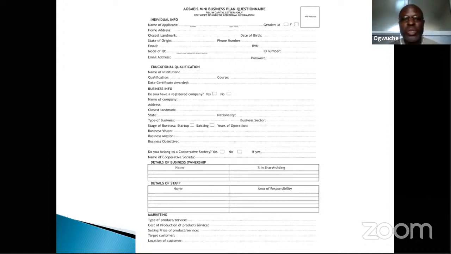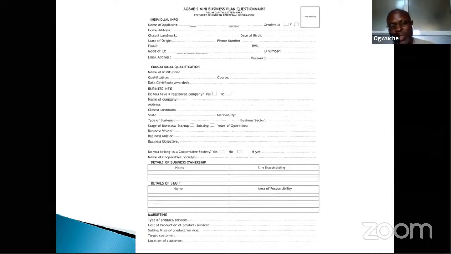Then, of course, what you should note is that all of the information on this form should be provided in capital letters, because some people's writing is a little bit difficult to understand, since they went to school in the night. So you write it in capital letters, you'll be able to pick it out easily. All right, so educational qualification, this is the second section. You give us the name of your institution, the qualification you acquired, the course you did in school, and then the date the certificate was awarded.